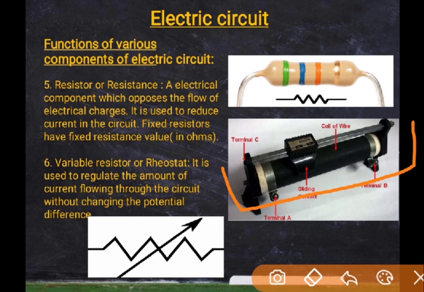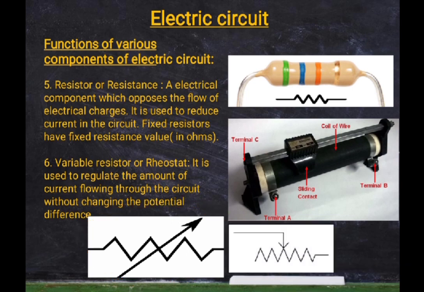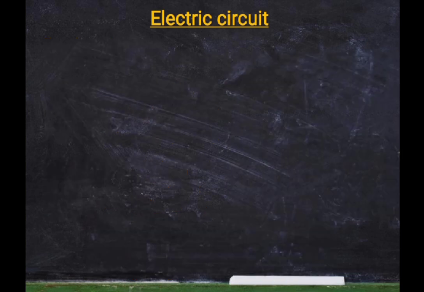So suppose we take the example of our home, and the potential difference coming is 220 volts, right? Without changing the potential difference of 220 volts, if we want to reduce the amount of current flowing in the circuit, then we can use a rheostat, right? Now what is the symbol of a rheostat? There are two symbols by which a rheostat is represented in a circuit. Either you can use this symbol or you can use this symbol. Both are correct.